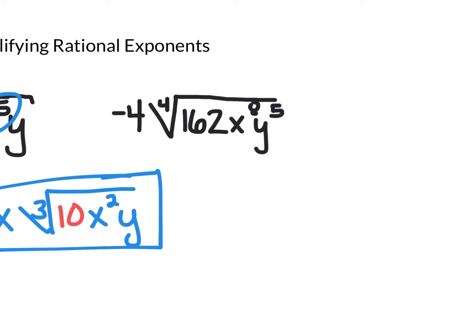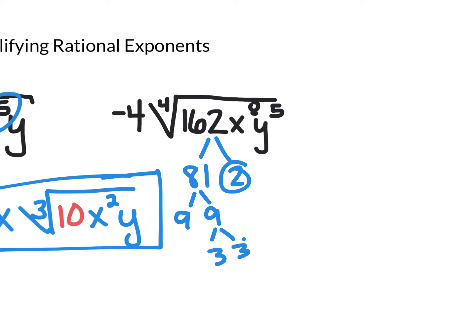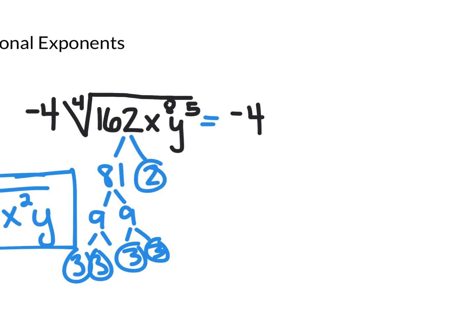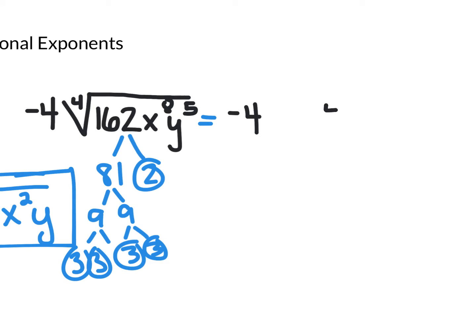This time I have a coefficient out front, so I'm going to begin again by making my factor tree for 162, which would be, let's see, 81 and 2, 9 and 9. Each of these break into 3's. And I'm going to split this up. I've got a -4, which was started on the outside, so that stays on the outside. And I'm looking this time for groups of 4 because my index is 4. So I have a group of 3 4's, so 1 3 comes out, and I got a 2 left over that stays on the inside.